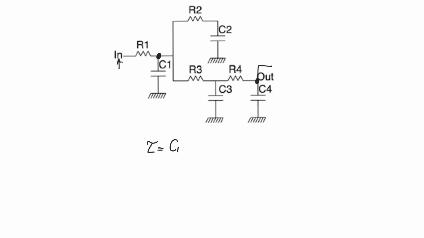So we examine the path from the input to this node and from the input to the output node. What's the resistance in common? And we find that the resistance in common is R1. And so we multiply by R1.